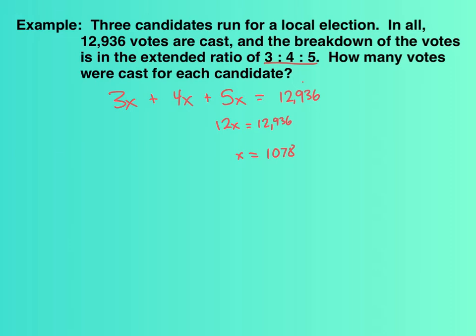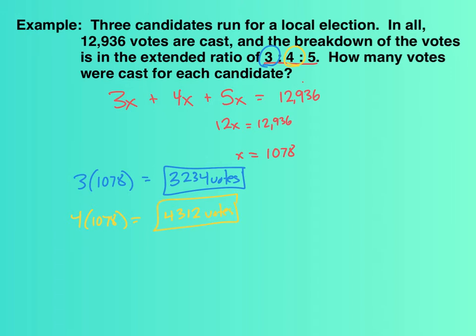All right, and then I can now figure that out for the number of votes for each candidate. Well, in the first candidate, I had 3. So 3 multiplied by 1,078 would mean that candidate received 3,234 votes. Notice I'm labeling my answer again. In the 4, I would do 4 multiplied by 1,078. And 4 by 1,078 is 4,312 votes.